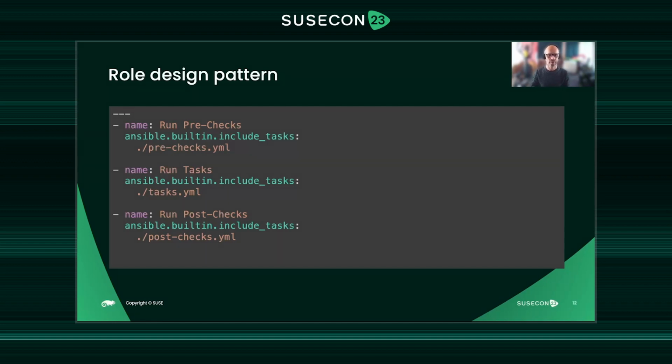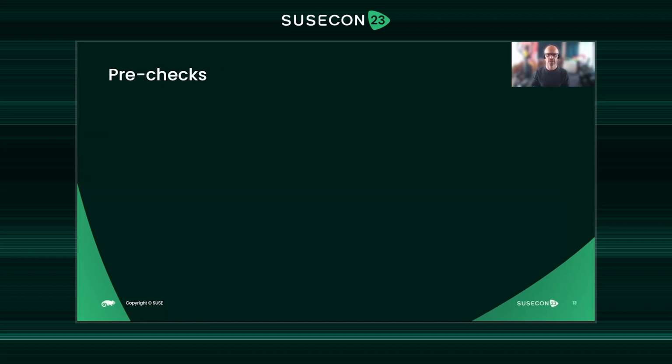Okay, let's go through them one at a time then. So let's start with pre-checks. What do pre-checks do? Basically, our pre-checks validate input. So again, the example I had earlier, when talking about installing HANA, there's a whole bunch of inputs that we need. We need the user to tell us what the SID is, what the instance number is, where the software is, HANA master passwords, things like that.